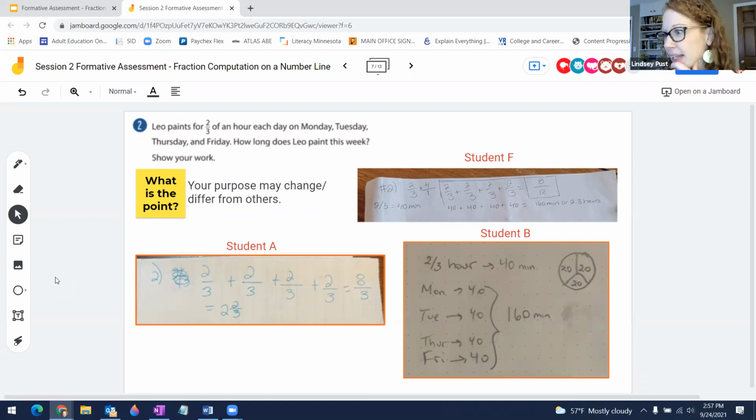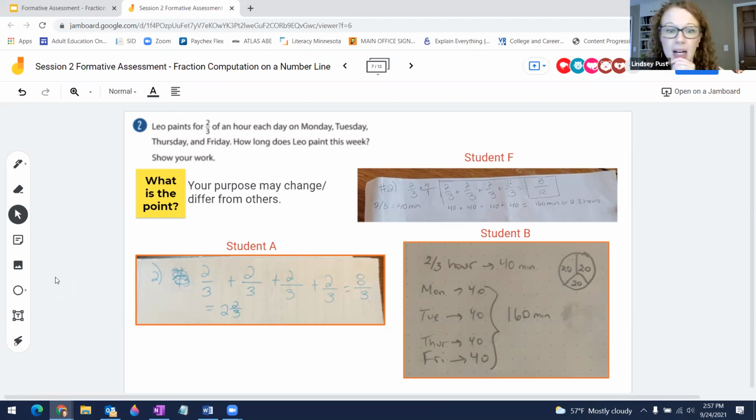Yeah, but I like that you're including positive feedback for each student. Student F has the shortcut 2/3 times 4/1, that procedure. And yeah, it's quick, less writing. Student B has the visual to get the minutes, and student A has the best procedural steps and work shown, in my opinion. Okay, so yeah, there's lots of different entry points, lots of different ways of representing this.